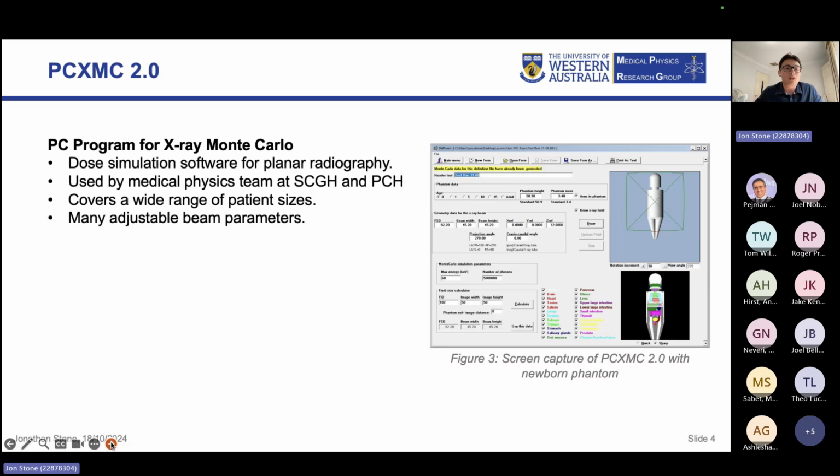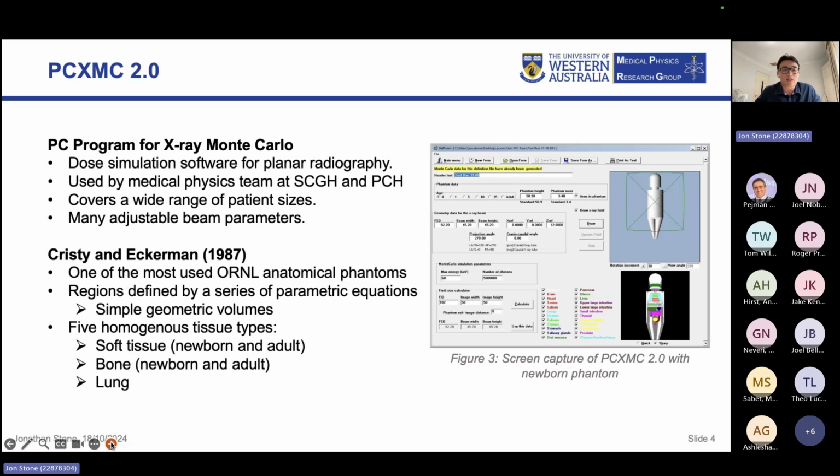PCXMC 2.0, or PC program for X-ray Monte Carlo, is dose simulation software for planar radiography, and it's used by the medical physics team at Sir Charles Gairdner Hospital and Perth Children's Hospital. PCXMC allows you to cover a wide range of patient sizes, and you can also adjust many different beam parameters such as keV, mAs, field size, and filtration.